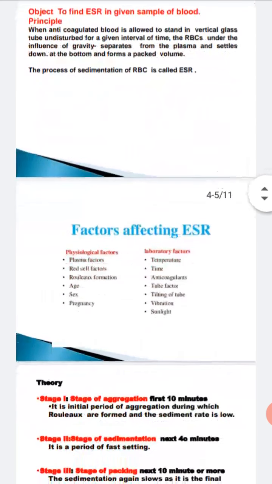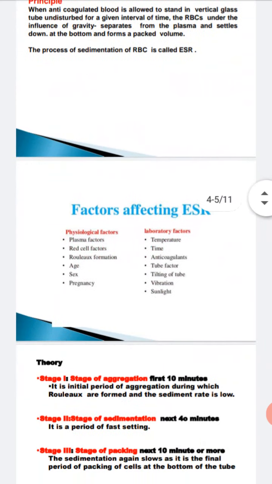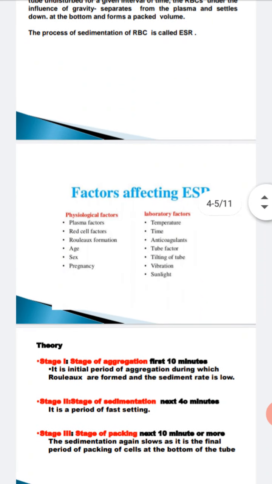Now there are various factors which affect this ESR. What are the factors? There are two: one is physiological factors and another is laboratory factors. What are the physiological factors? The plasma factor, the red cell factor, and rouleaux formation. What is rouleaux formation? When there is aggregation of RBCs and they become stacked. Then it also varies according to age, and in certain diseases and in pregnancy, the ESR value varies. The laboratory factors are the temperature, the time, the sunlight, the tilting of the tube, etc.